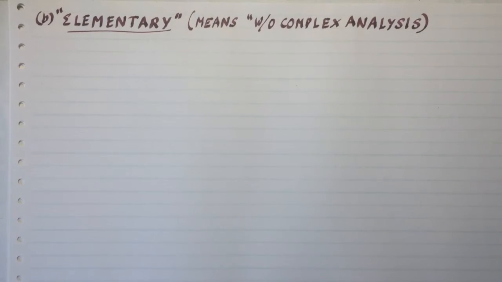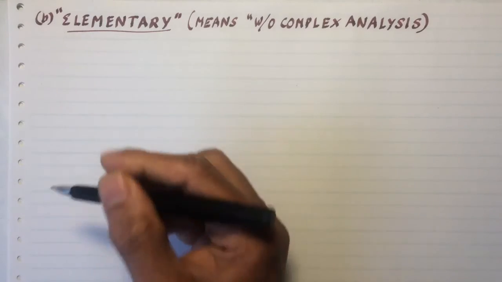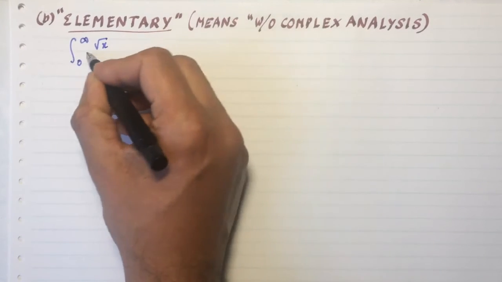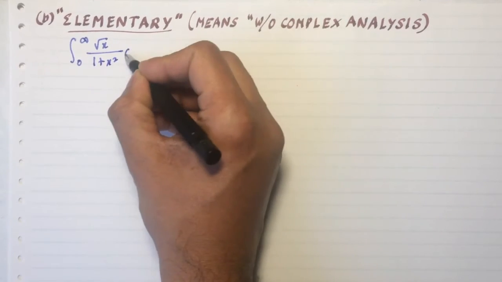So one way to do this integral is actually to use what's called a u substitution. So we're going to try that. This integral is not easy by any means. What I'm going to show you now is one of the hardest integrals you can possibly do using elementary techniques. So don't get your hopes up. The integral from 0 to infinity root x over 1 plus x squared dx.